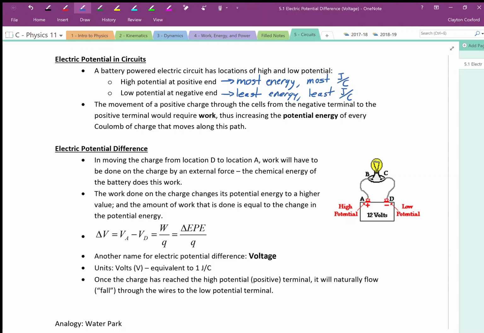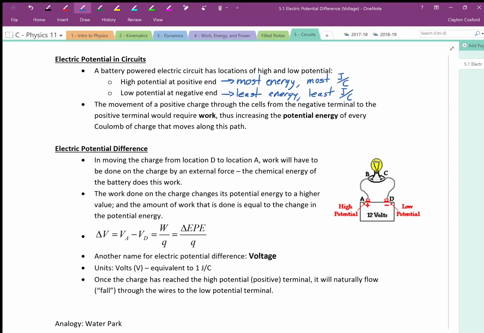If you remember back to, I'm not sure when you learned this, but this idea that positive or like charges repel, opposite charges attract. The positive terminal, where the positive charges are flowing to, if there's positive charges there, it's going to be repelling any other positive charges that are coming its way. And so it takes some work to actually push those positive charges together in that direction.